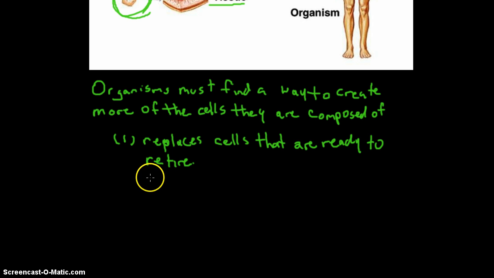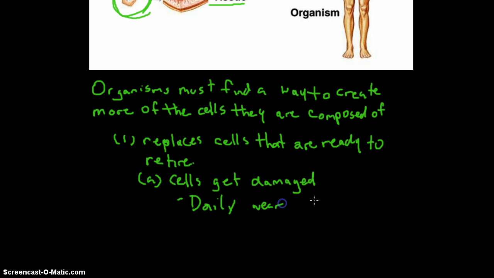So what do I mean by that? Well, your cells can get damaged. And how do cells get damaged? Well, you guys typically think of cells getting damaged through trauma. Whenever you get scratched or injured, cells get injured through trauma. But there's also other ways cells can get damaged. One way is through daily wear and tear.